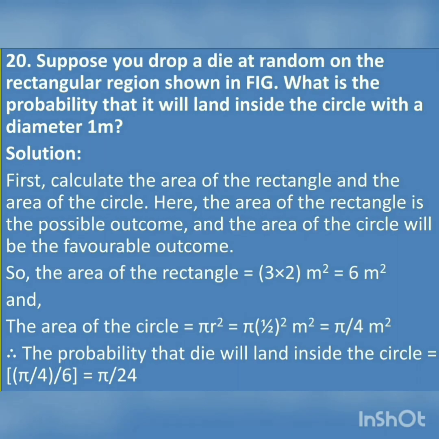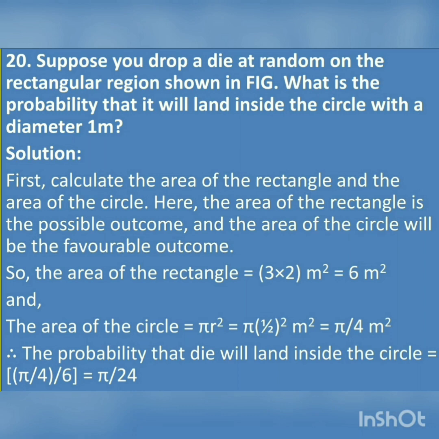Next is question number 20. Suppose you drop a die at random on a rectangular region, and the figure is there in your book. You can see there is a rectangular box and in between there is a circle. What is the probability that when we throw a dice, it will land inside the circle? First of all, we will find the area of both rectangle and circle. The area of rectangle will be 3 into 2, 6, and the area of circle will be pi by 4, using the formula pi r square. Its diameter is 1, so its radius will be 1 by 2.